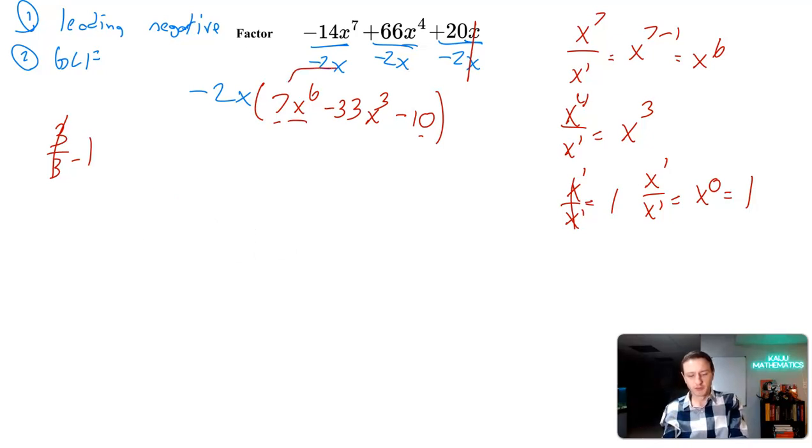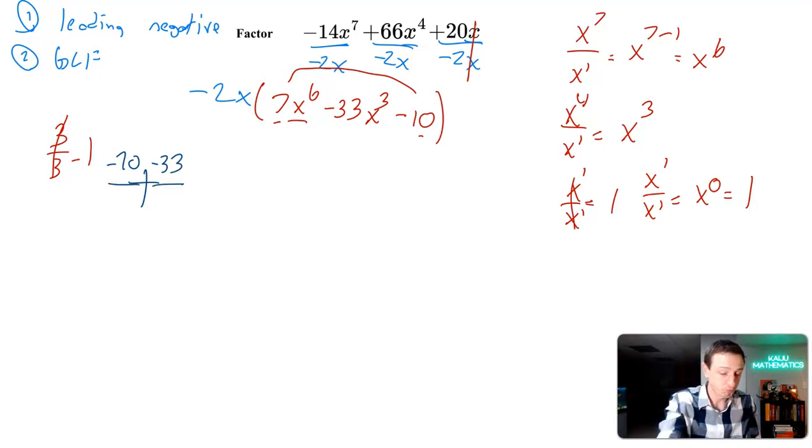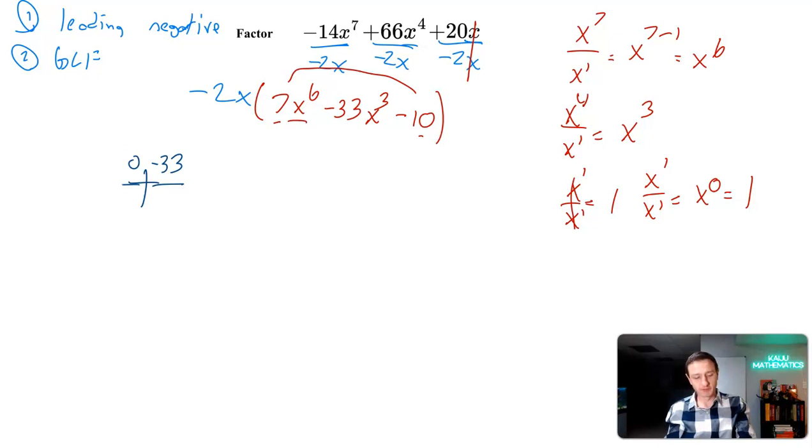So let's try it. Let's use the AC method. Let's see if there's anything. So I want two numbers that multiply to negative 70 and add up to a negative 33. I don't know. Let's try it out. Let me erase this. So again, I'm doing AC method right now. I'm ignoring this negative 2x because that was my GCF I factored out. And then I have 7 and negative 10. So I multiply those two terms. 7 times negative 10 is negative 70. I think I erased the negative 7 when I was erasing that.